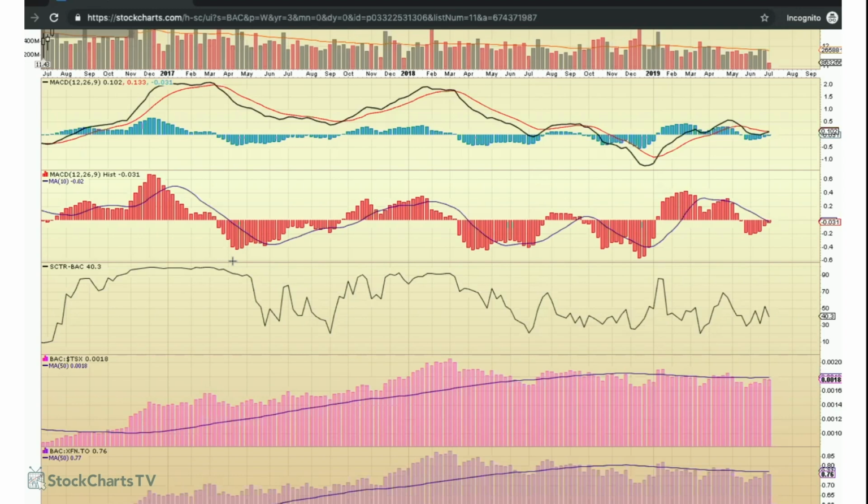Big fan of the scooter. I think it's one of the most important indicators that StockCharts has to offer. It's very helpful in determining where a stock is in quartiles. I look for that key move above 75 to determine if it's trading in the top quartile.